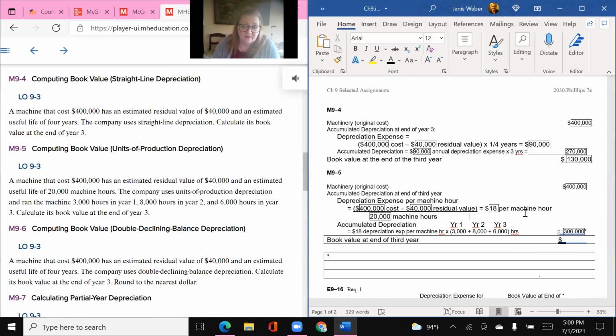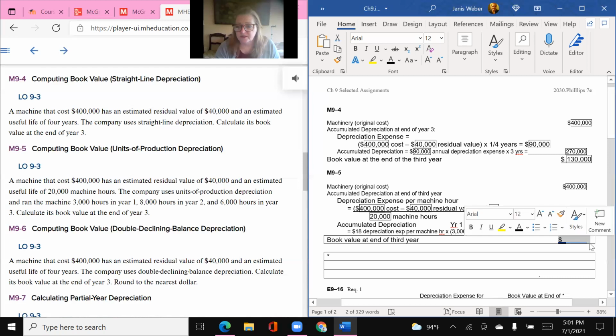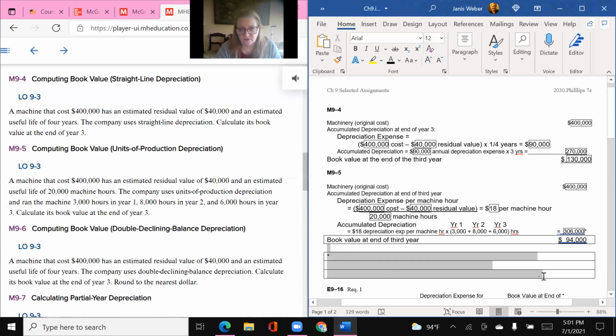So now it's a piece of cake to get the book value, because book value is nothing but the cost, 400,000 minus the accumulated depreciation. And so that brings us to a book value of $94,000 under the units of production method. They have an explanation of how they did it. So let's go ahead and reveal it. We'll see if you like that.